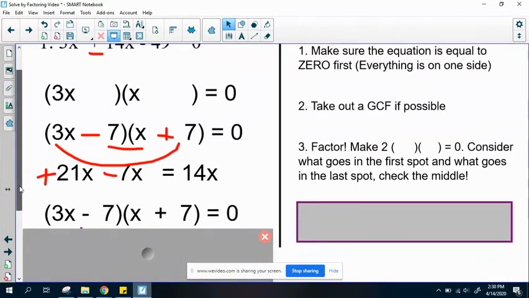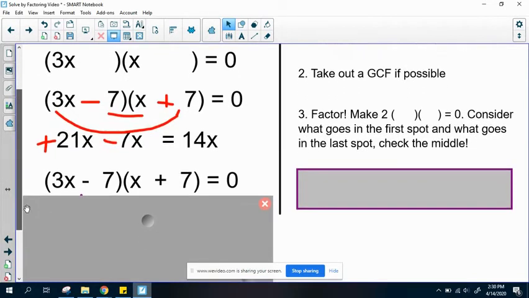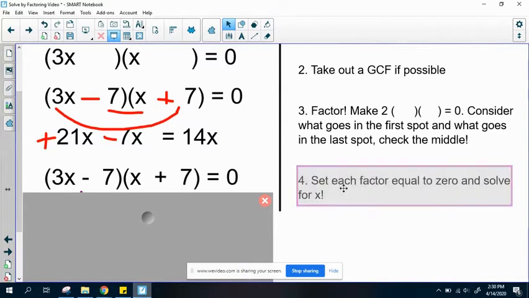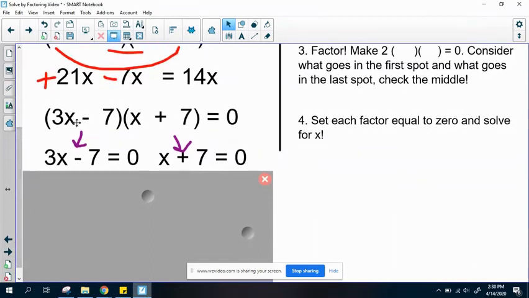When you were factoring before, you just factored and you stopped. But now, because it's equal to 0, you're going to apply what you should have learned in the last video, which was the zero product property. So now you're going to set each of your factors equal to 0 and actually solve for an x value. I'm going to set 3x minus 7 equal to 0 and x plus 7 equal to 0, and I'm going to solve.